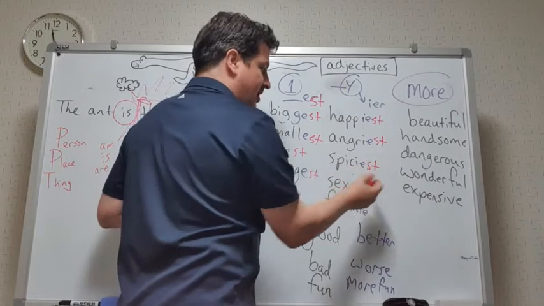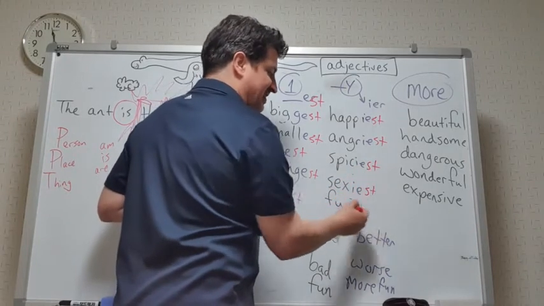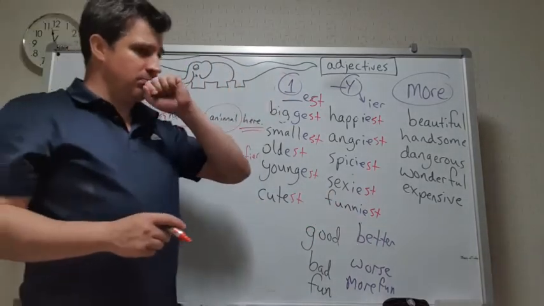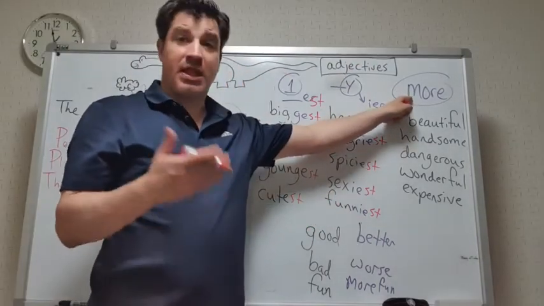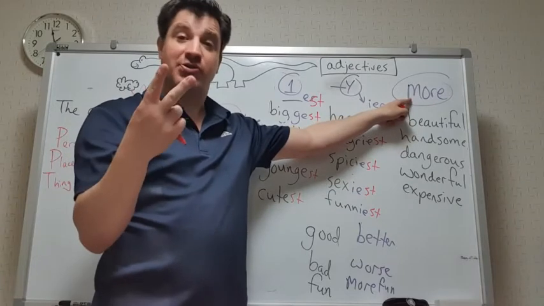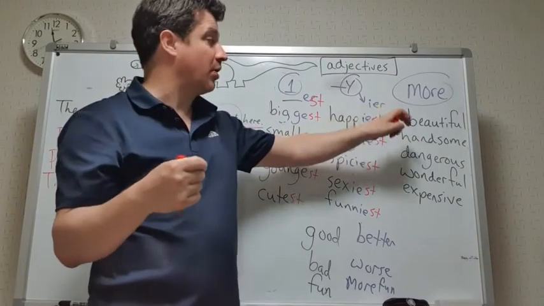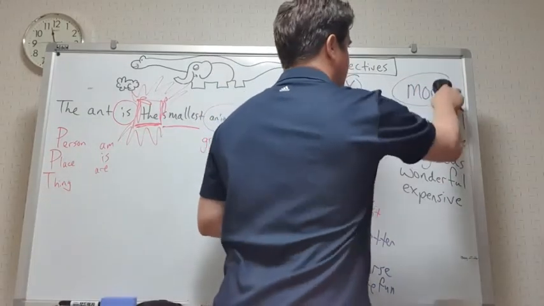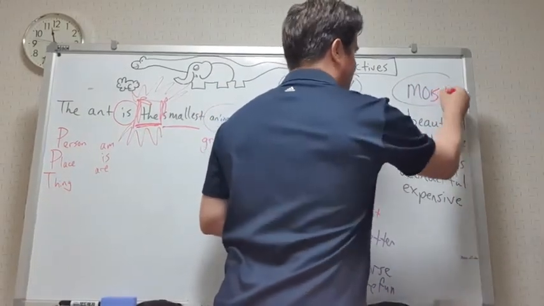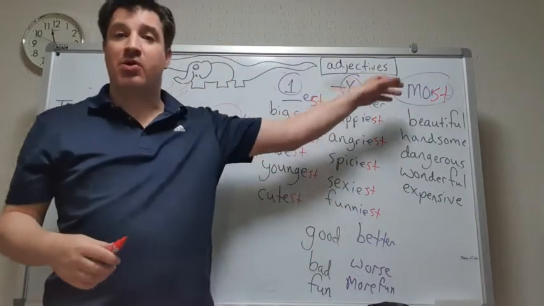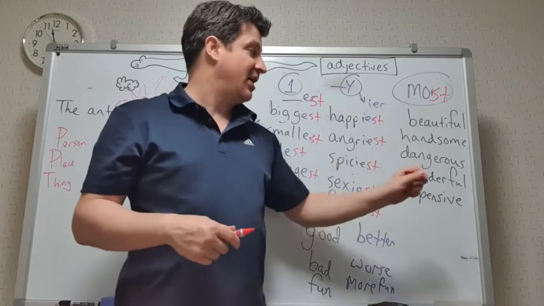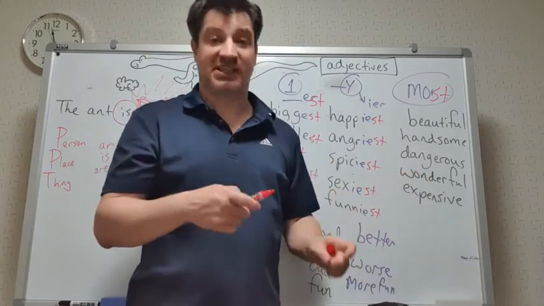Angriest, spiciest, sexiest, funniest. Sorry. If it would go with more, because it is a 2 or 3 or 5-syllable word, it does not go with more. It goes with most. She is the most beautiful. He is the most handsome. It is the most dangerous. It is the most wonderful, the most expensive.